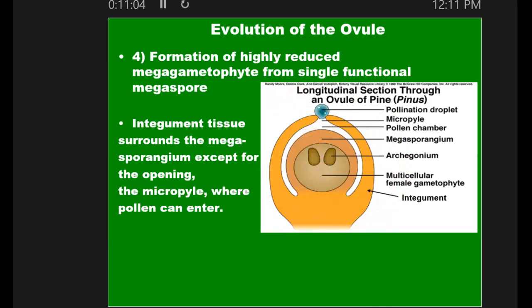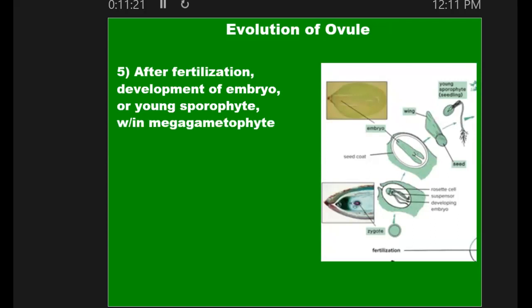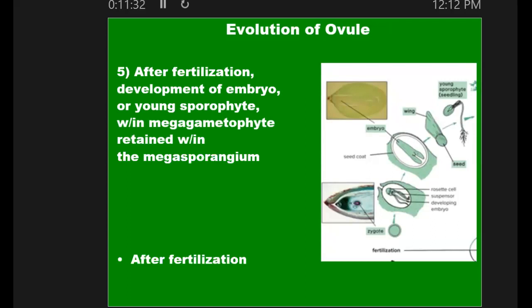So hopefully the pollen grains get in there. Once that happens, then the sperm hopefully finds the egg. That's the fertilization event. And then you end up with a zygote, which starts to develop quickly into an embryo. And it's really the baby sporophyte that it's producing, it's developing into. Okay. And again, that's all being held in the megagametophyte area that's surrounded by the megasporangium, that's surrounded by the integument.